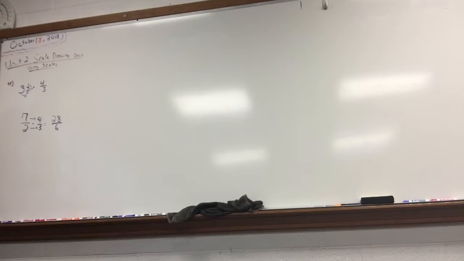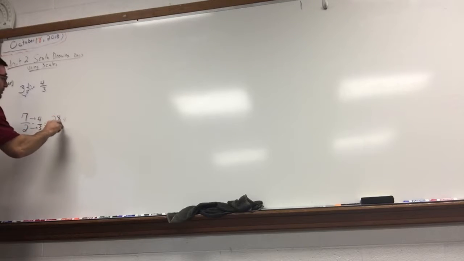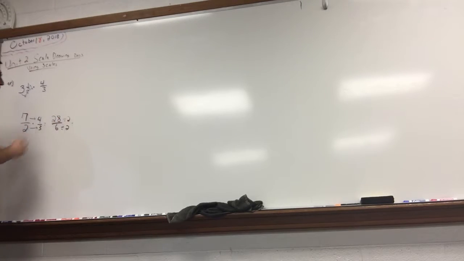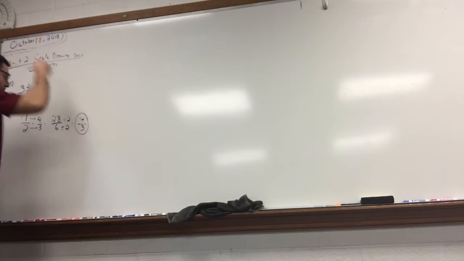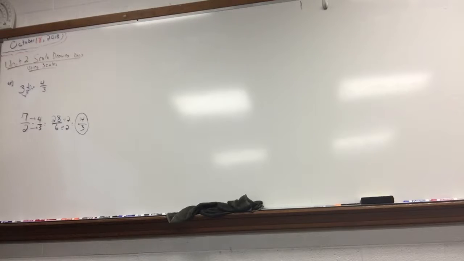Are they both even? So what can we divide it by? So we are going to simplify it by dividing it by 2. 28 divided by 2 is 14. 6 divided by 2 is 3. That is the product of those two fractions. We must, if we have a mixed number, change it to an improper fraction first and then multiply. Everybody with me? Okay.